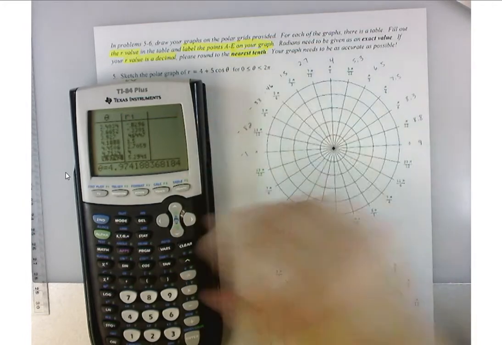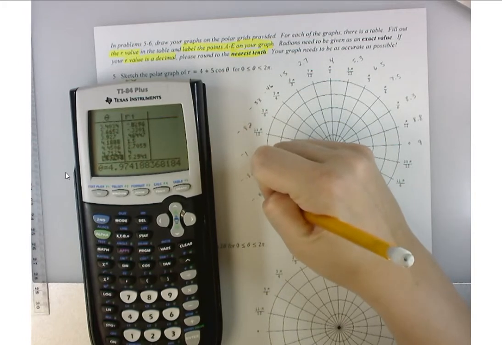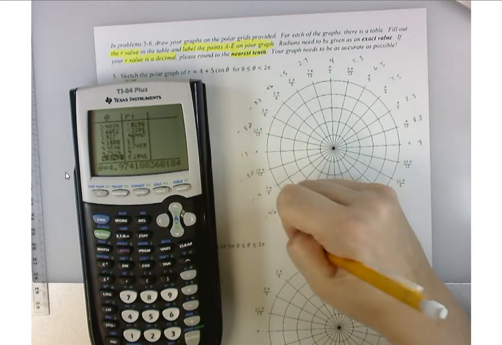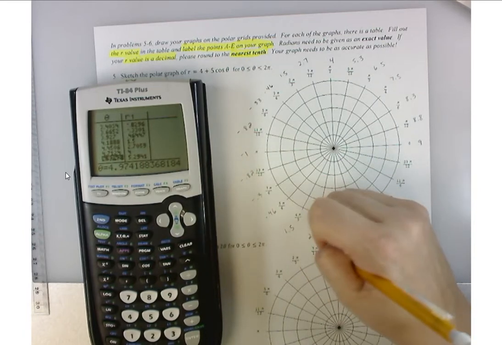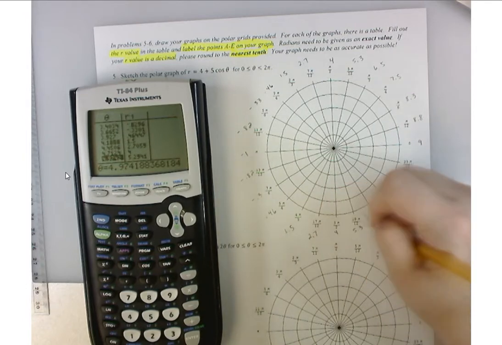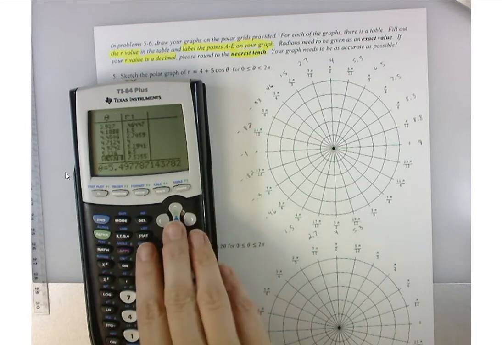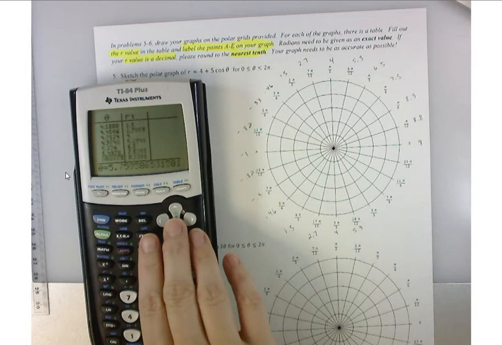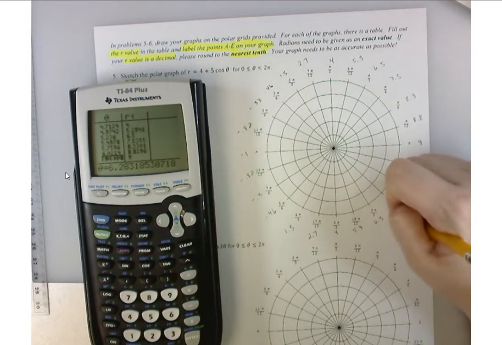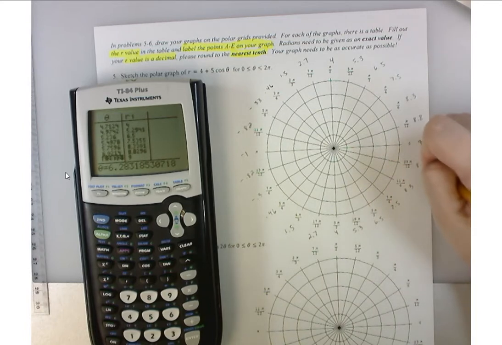Now, just because I'm writing all these points down does not mean I'm necessarily going to plot every single one, but it's nice to have so you can make sure that your graph is as accurate as possible. And you can see that they start to repeat themselves. Okay, so here I am at 4, 5.3, 6.5, 7.5, 8.8, and then I'm back at 9.